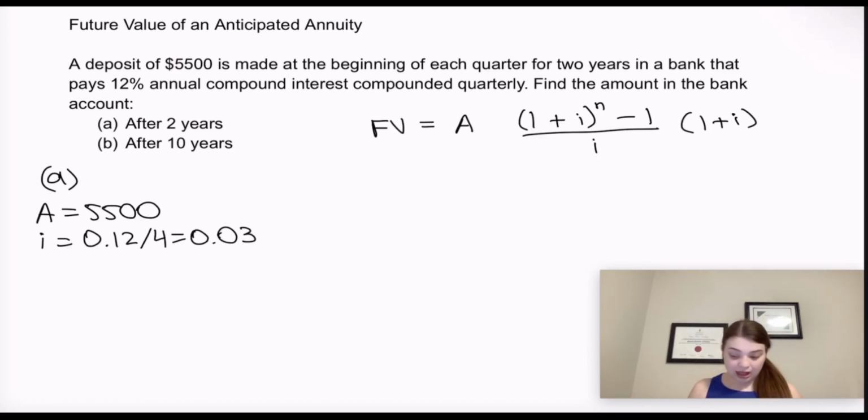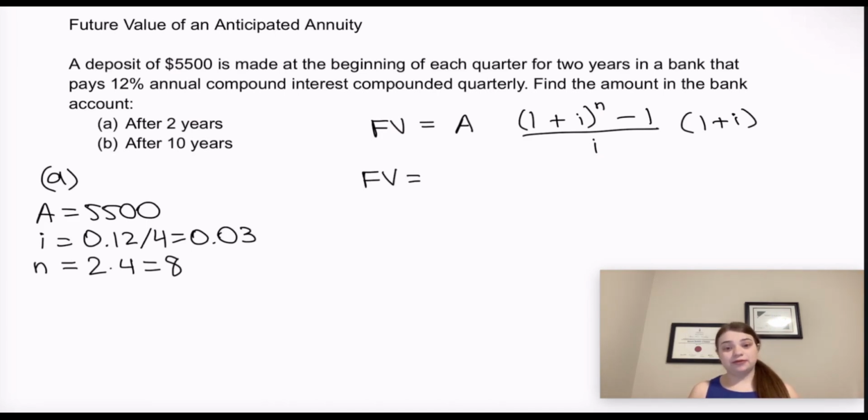Then we have N, which is basically the amount of time that's passing here, the number of compounding periods. So this is going to be after 2 years, and every year there are 4 compounding periods. So therefore it's going to be 8, which actually is something we briefly mentioned before. There's going to be 8 compounding periods here. So now I'm going to plug in these values to find the future value, to basically find out if we do this for 2 years, how much will we have at the end of those 2 years, right?